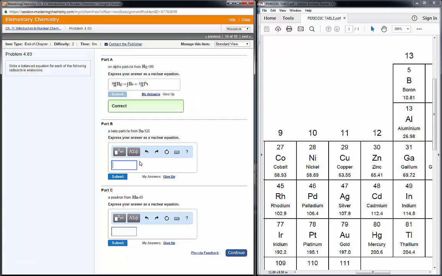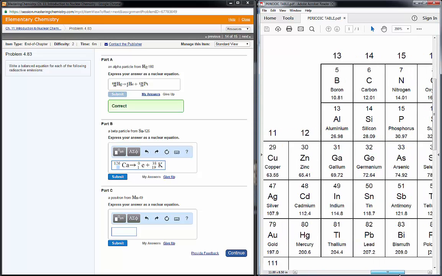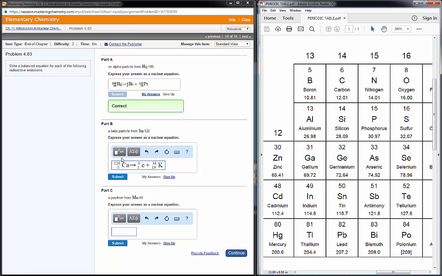A beta particle from tin 126. All right, we'll start with tin 126. Sn over here, it's number 50. Beta particle is an electron, so I've got a -1. And 126 equals 0 plus 126. 50 equals -1 plus 51. And element number 51 is antimony, Sb.